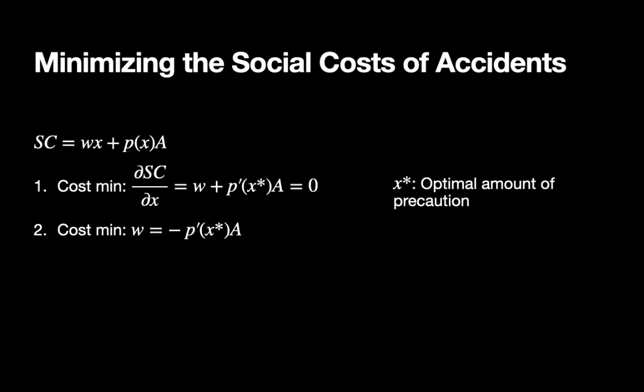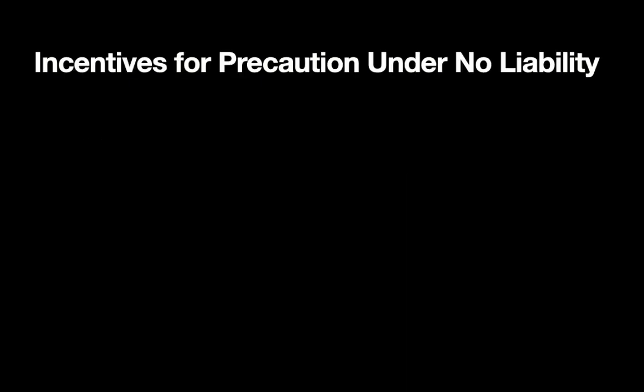Moving the second term to the right side of the equation gives us equation 2. The left side of equation 2 is the marginal social cost of precaution. The right side of the equation is the marginal social benefit of precaution. So at the optimal level of precaution x star, the marginal social cost of precaution is equal to the marginal social benefit of precaution. Now we want to use our model of social costs of accidents to see the effects of different liability rules on the incentives for optimal precaution.